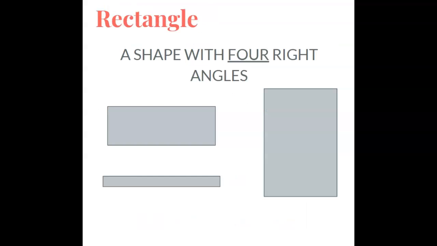A rectangle. A rectangle is a shape with four right angles. All corners in a rectangle make a right angle. If you put the corner of a sheet of paper in a rectangle, it will line up. All four corners of the shape have right angles, and that's really important for us to think about going forward.